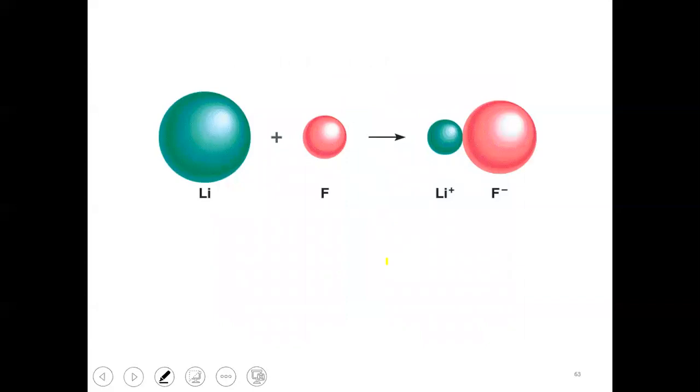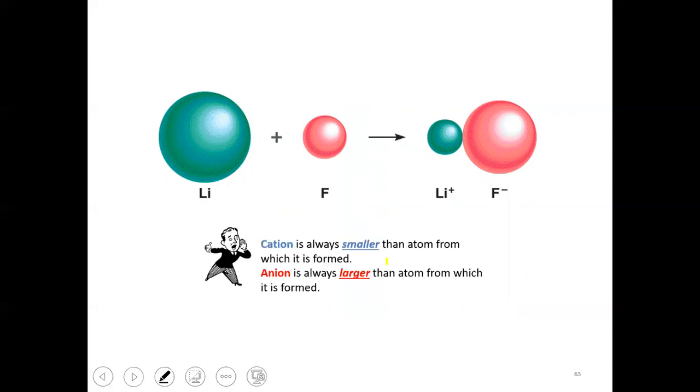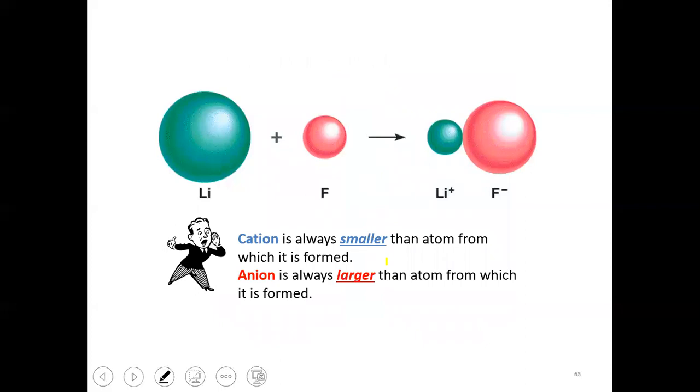So I guess the rule of thumb is that if you are to make an ionic compound, let's say between lithium and fluorine, what you can see is that the cation is always going to be smaller than the atom from which it is formed, and the anion is going to be larger than the atom from which it was formed. So it's kind of like they reverse sizes in this case.